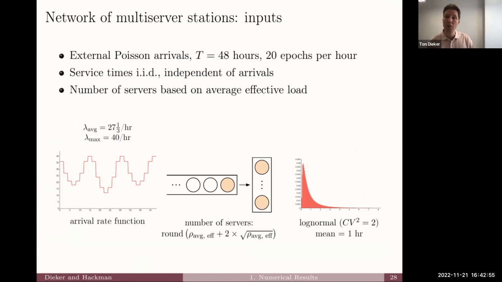On this slide, we have further details of our experiment for this network. So the arrival rate function peak over average is 50%. Then we set the number of servers at each of the stations based on the average effective load. So we solved the traffic equations for the average effective arrival rates, and then we use this kind of square root formula to set the number of servers at each of the stations. And this results in a configuration where some stations are in overload for some period of time.